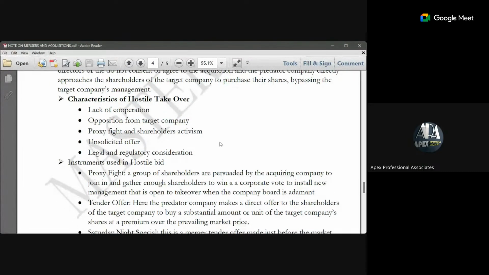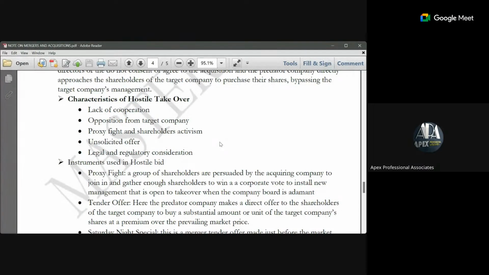So we also have unsolicited offer. This is just like the predator company giving an offer to the shareholders, maybe buying, giving them an offer to buy their shares at a premium.